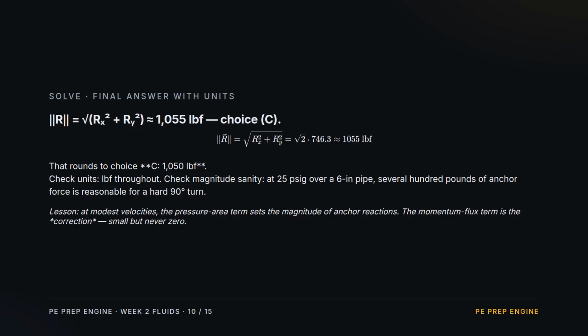Magnitude check. At 25 psi through a 6-inch pipe, several hundred pounds is the right order for a hard 90-degree turn. The lesson: at modest velocities, the pressure area term sets the magnitude. The momentum flux term is a small but non-zero correction.